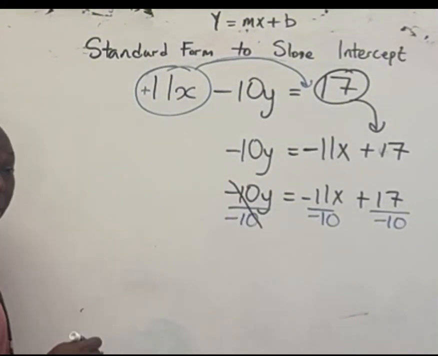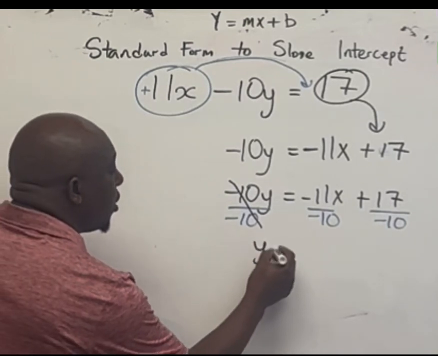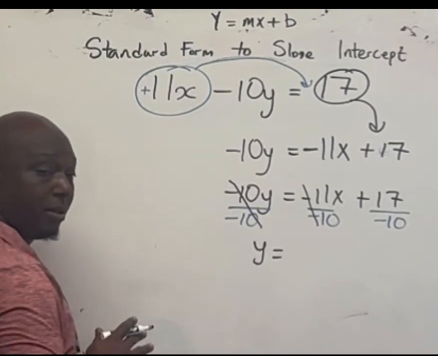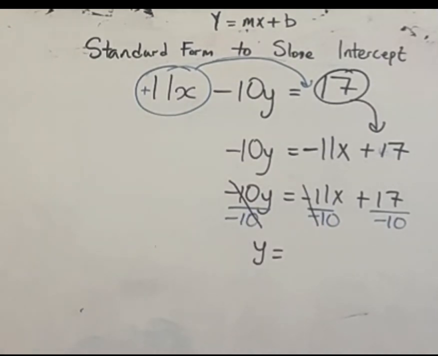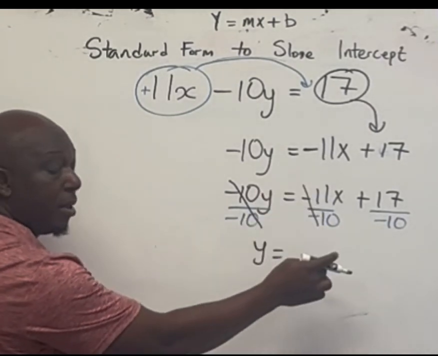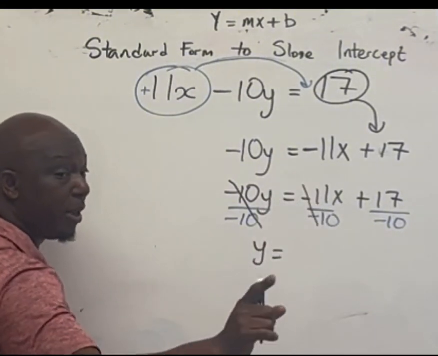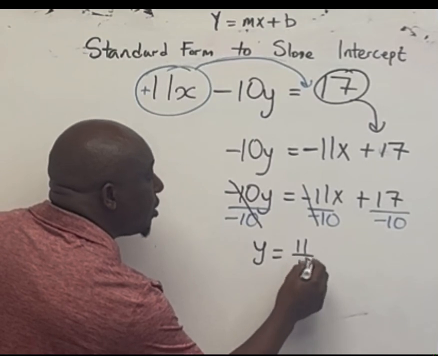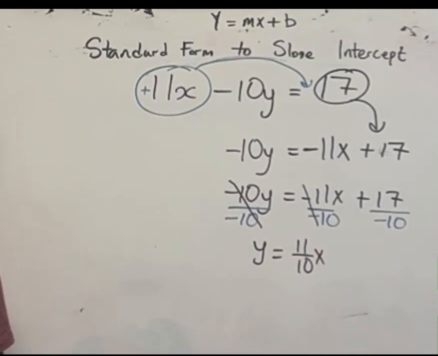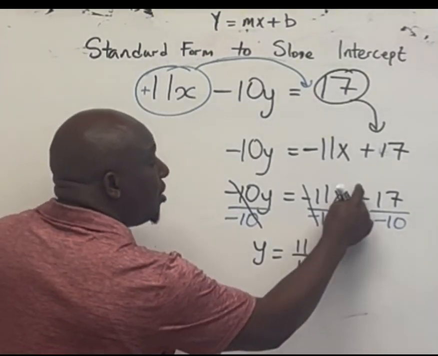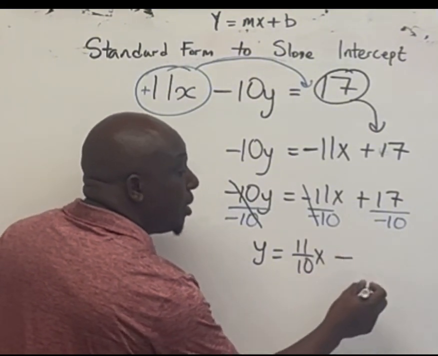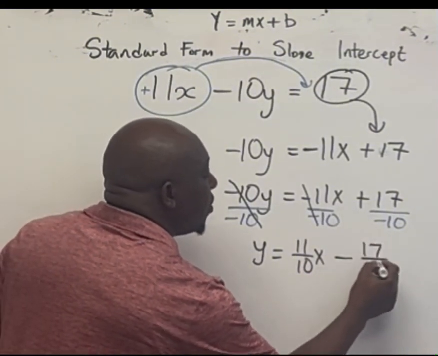This is gone, right? Be careful now. The sign becomes positive, right? Now, what do we have? 11 over 10x. Leave it as an improper fraction. You can't solve that. And then 17 over 10, negative. Let's look at the sign. Minus 17 over 10.